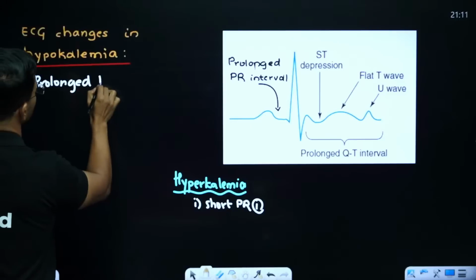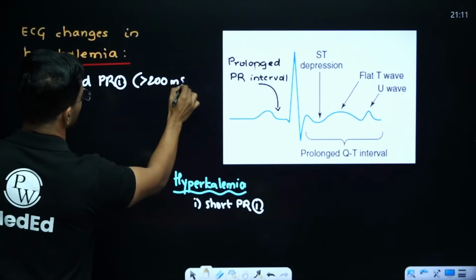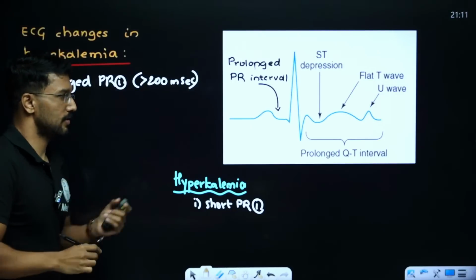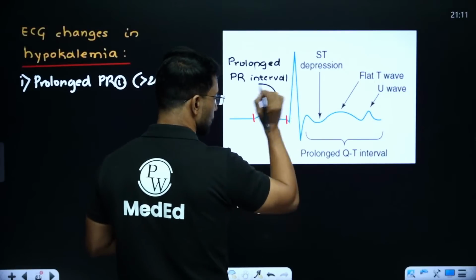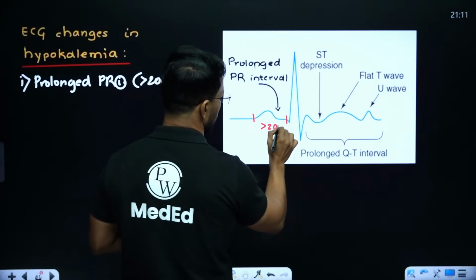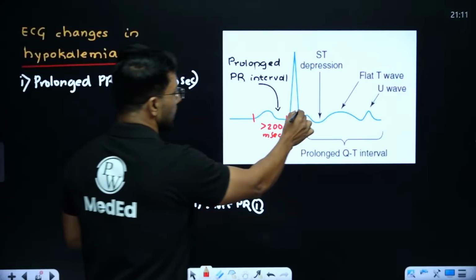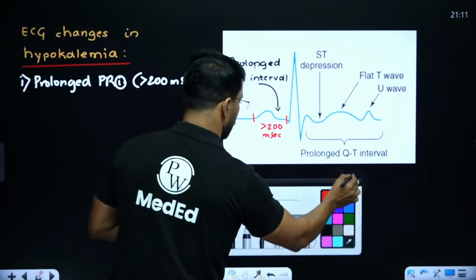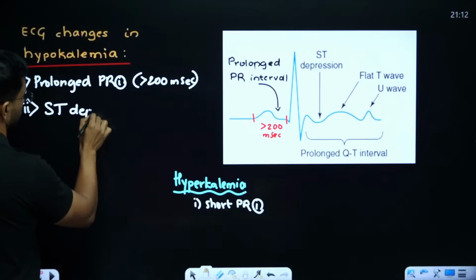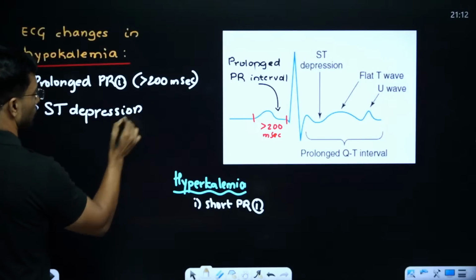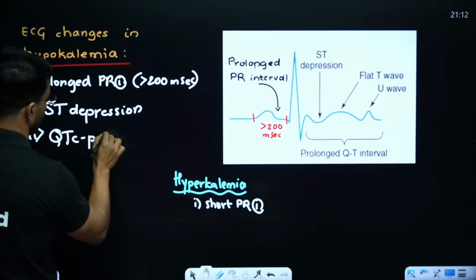When do I call it prolonged PR interval? When PR interval is more than 200 milliseconds. Normal PR interval is 120 to 200 milliseconds. The PR interval starts from the beginning of the P wave and ends with the beginning of the QRS complex. It is becoming more than 200 milliseconds. Then second, in hypokalemia, you can have ST depression. Third, you can have QT prolongation. So corrected QT interval or QTc is usually prolonged.